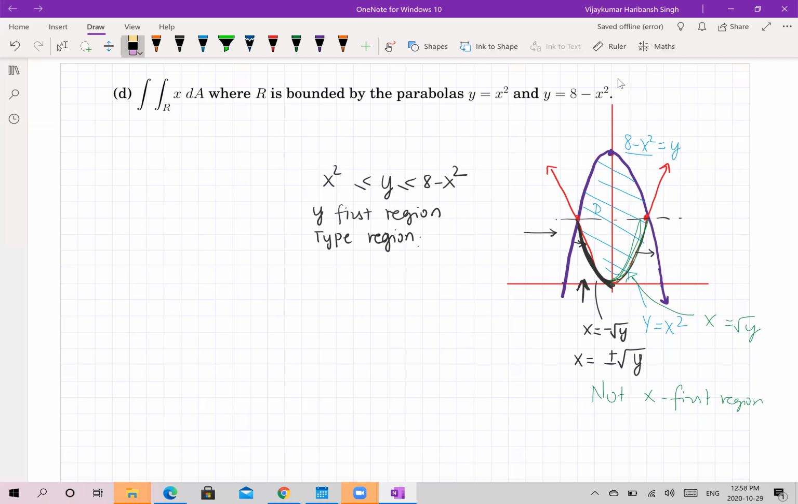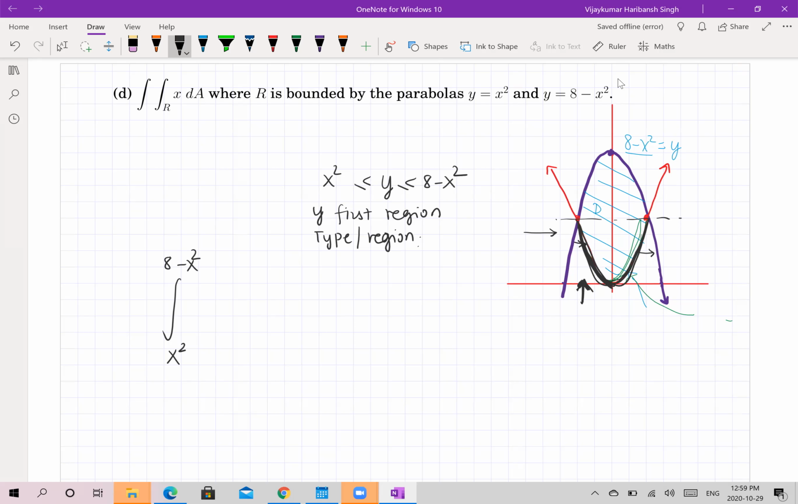So let me erase all this, because I am interested in integrating it as a y first region, or type 1 region. In that case, y changes from which curve to which curve? I'm shooting an arrow parallel to the y-axis. The first curve it hits is y equals x squared. The second curve it hits is y equals 8 minus x squared. So y first, and then x.